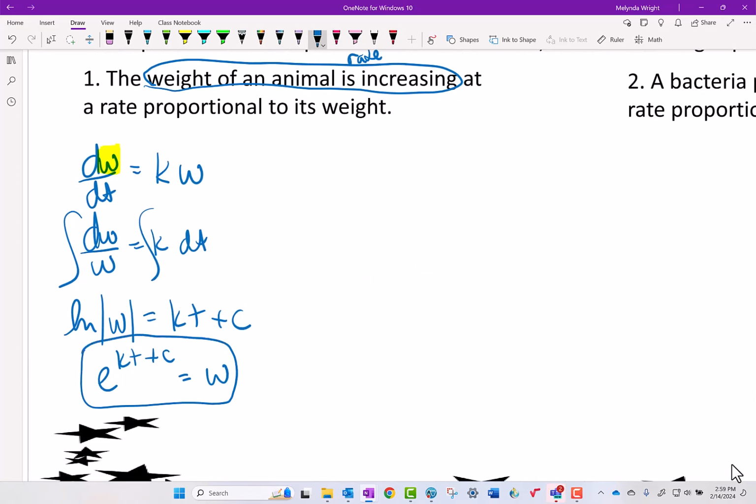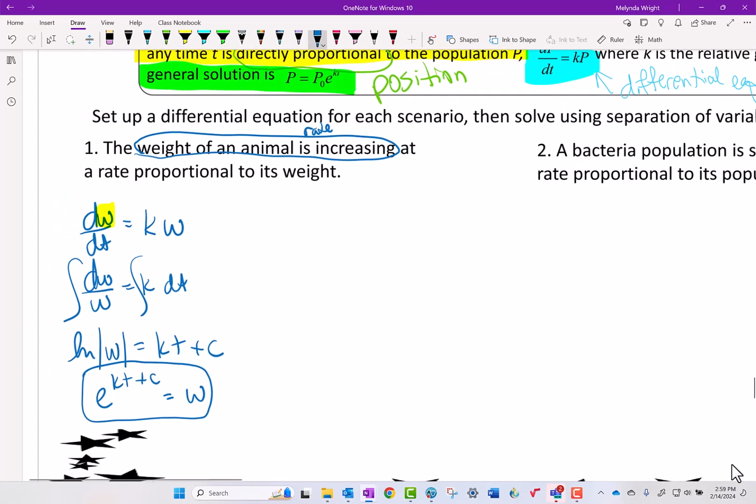This is the general solution. As I write this down, I want us to think about this for just a second. That's our formula for the position, and I'm going to write this underneath it.